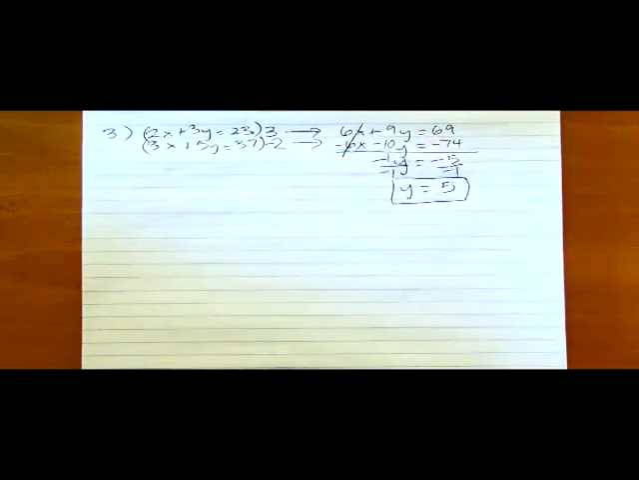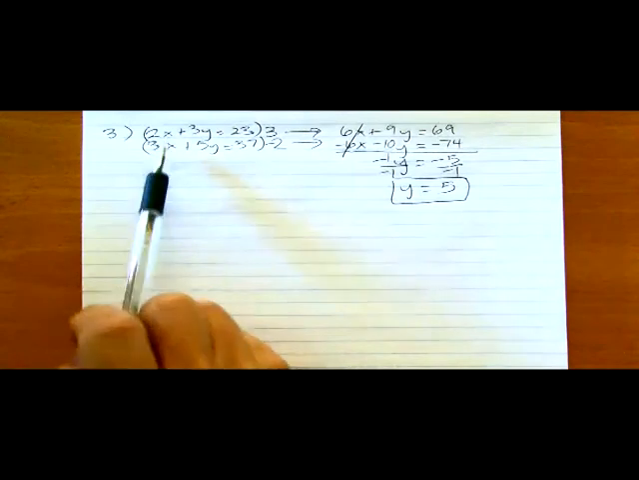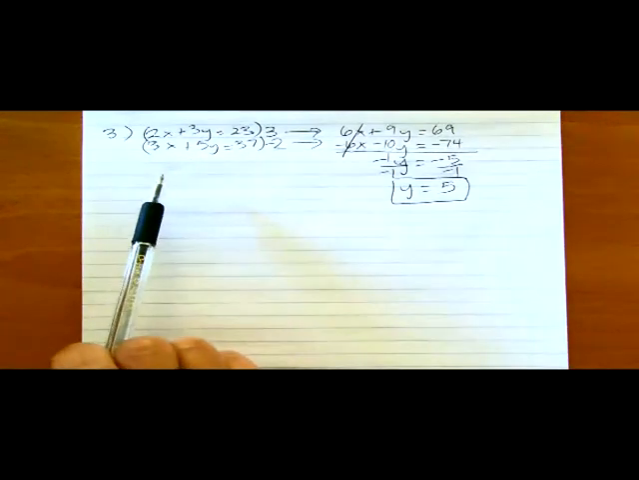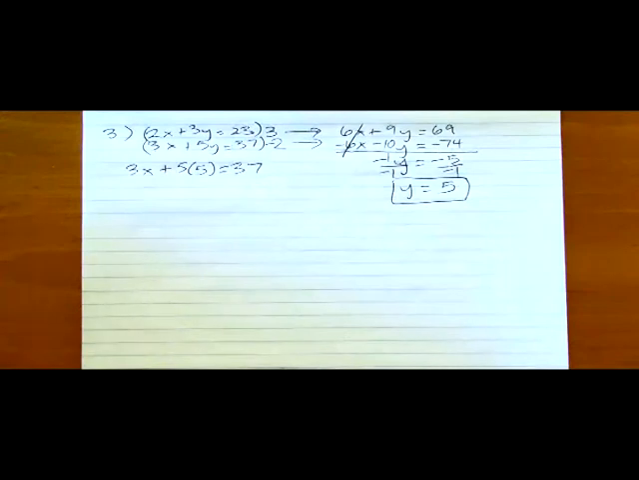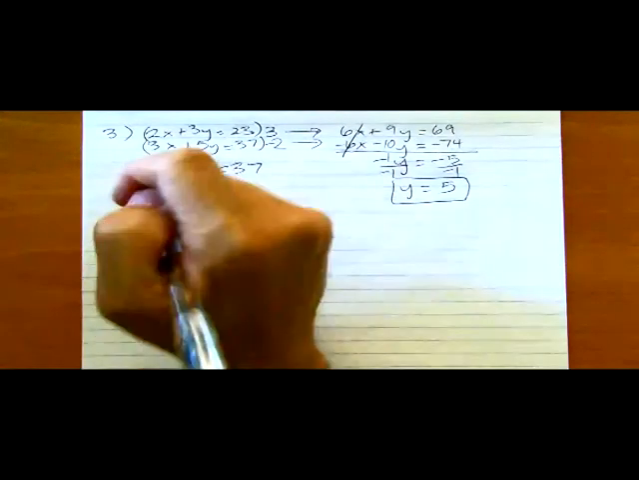We take the 5 now, and we're going to replace it back into one of the equations. Let's see. I'm going to use the bottom one. It doesn't matter which one, just pick one. It's supposed to work because it's a system. So I'm going to take the bottom equation, 3x plus 5 parentheses, and in place of y, we're going to put the 5 that we just got, equals 37. And then we solve for x.